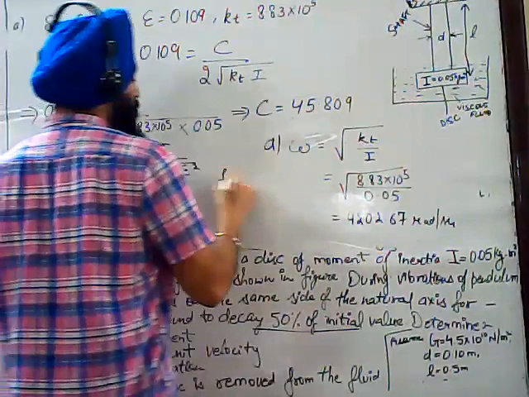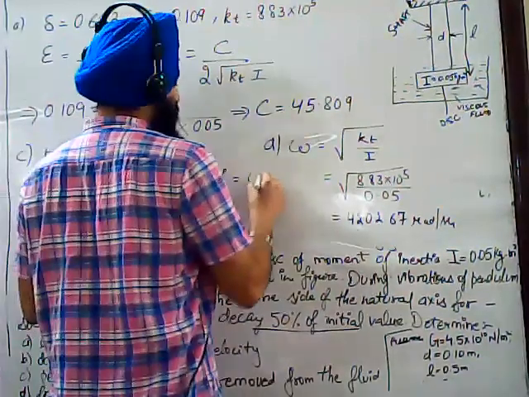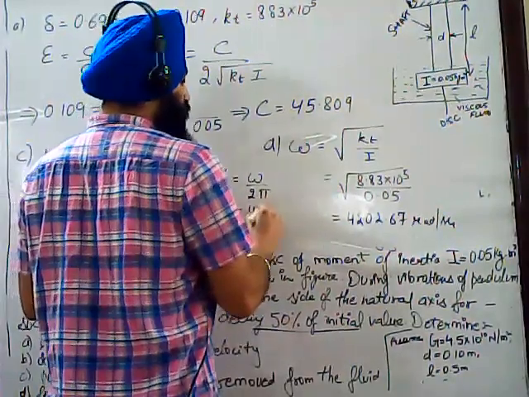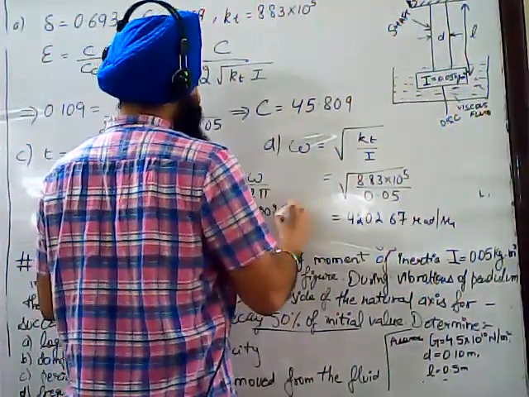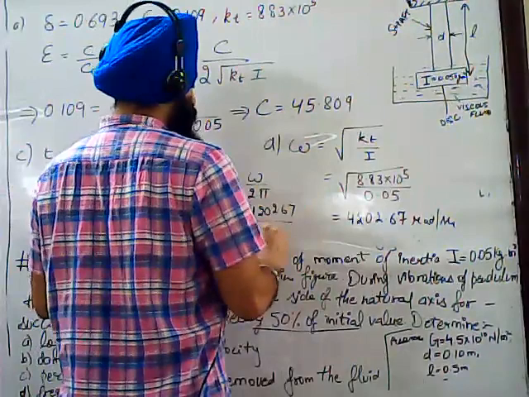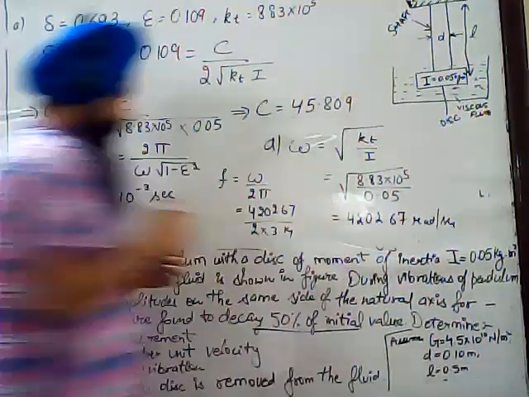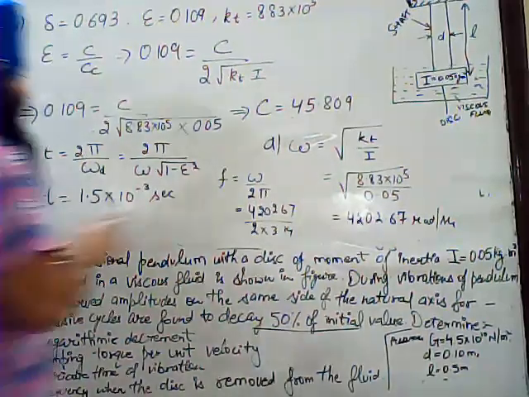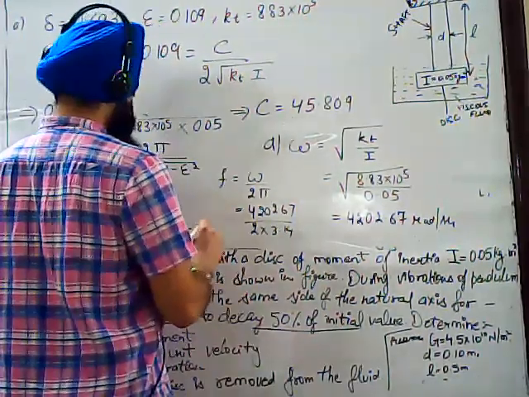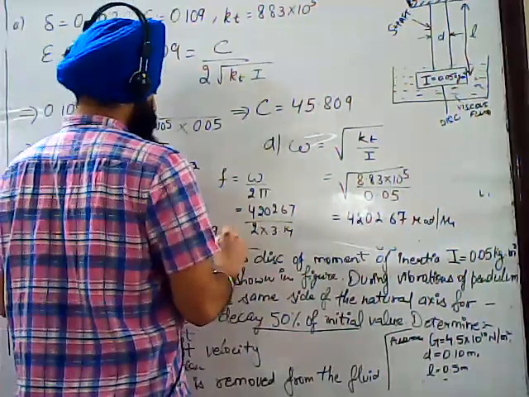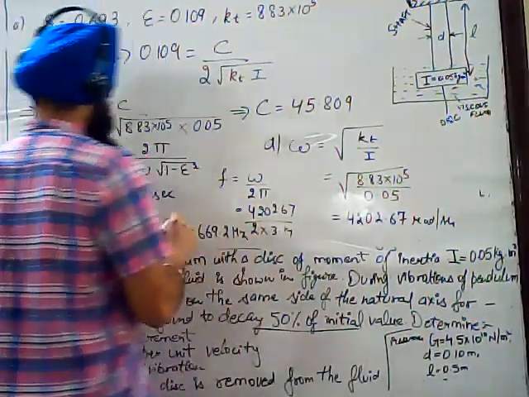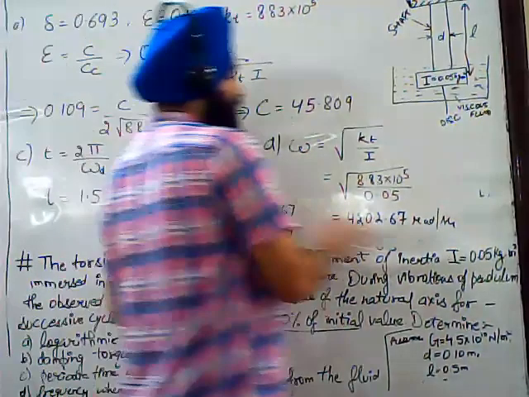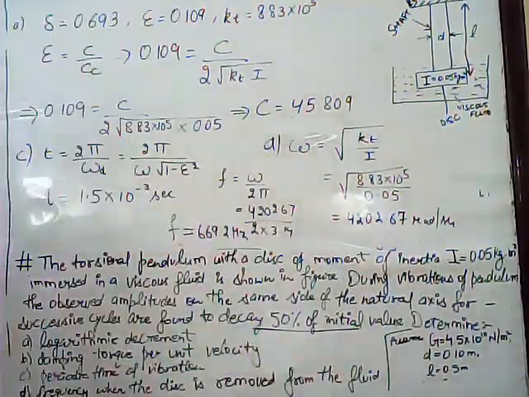And if we have to find the value of frequency, it will be omega by 2 pi. So it will be 4202.67 divided by 2 into 3.14. The value will be 669.2. The units of frequency will be hertz and the units of natural frequency will be radian per second.